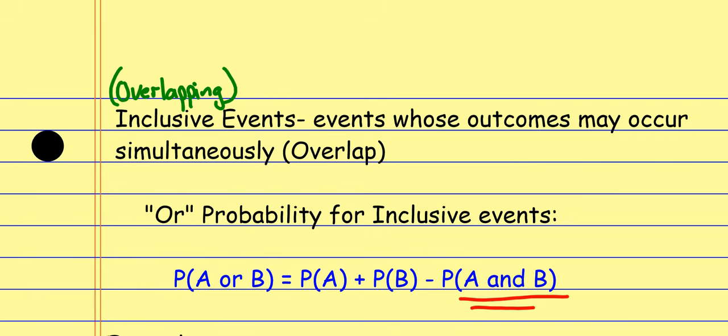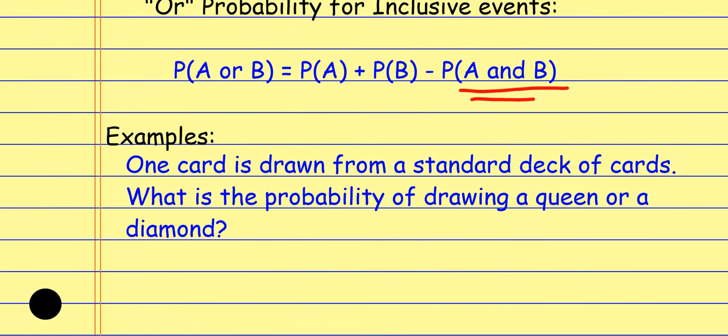For example, I'm going to go back to the cards for a moment. One card is drawn from a standard deck of cards. Once again, there are 52 cards in a deck. What's the probability of drawing a queen or a diamond? So queens, there are 4 of those in the deck. Diamonds, there are 13 of those in the deck. Okay, so there's a diamond for each type of card.